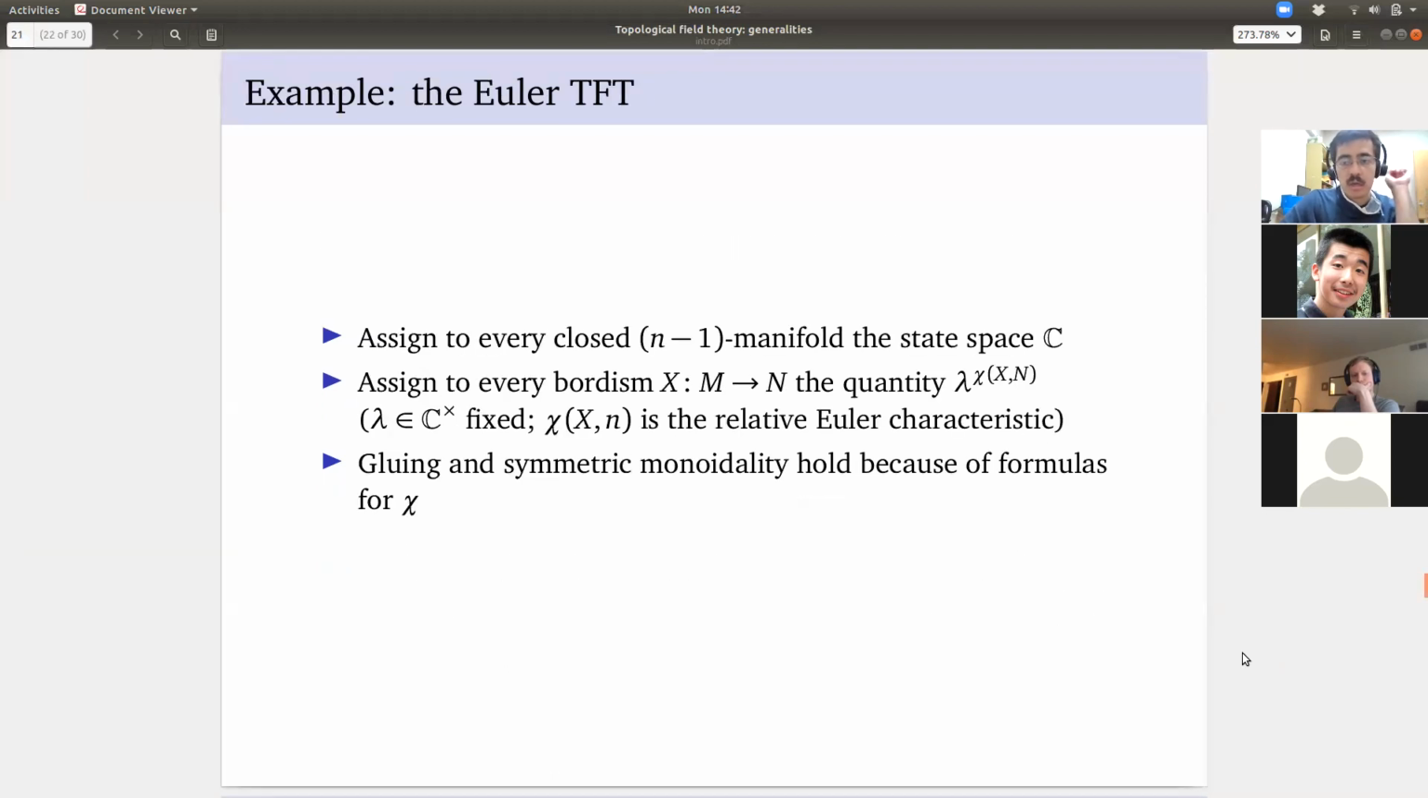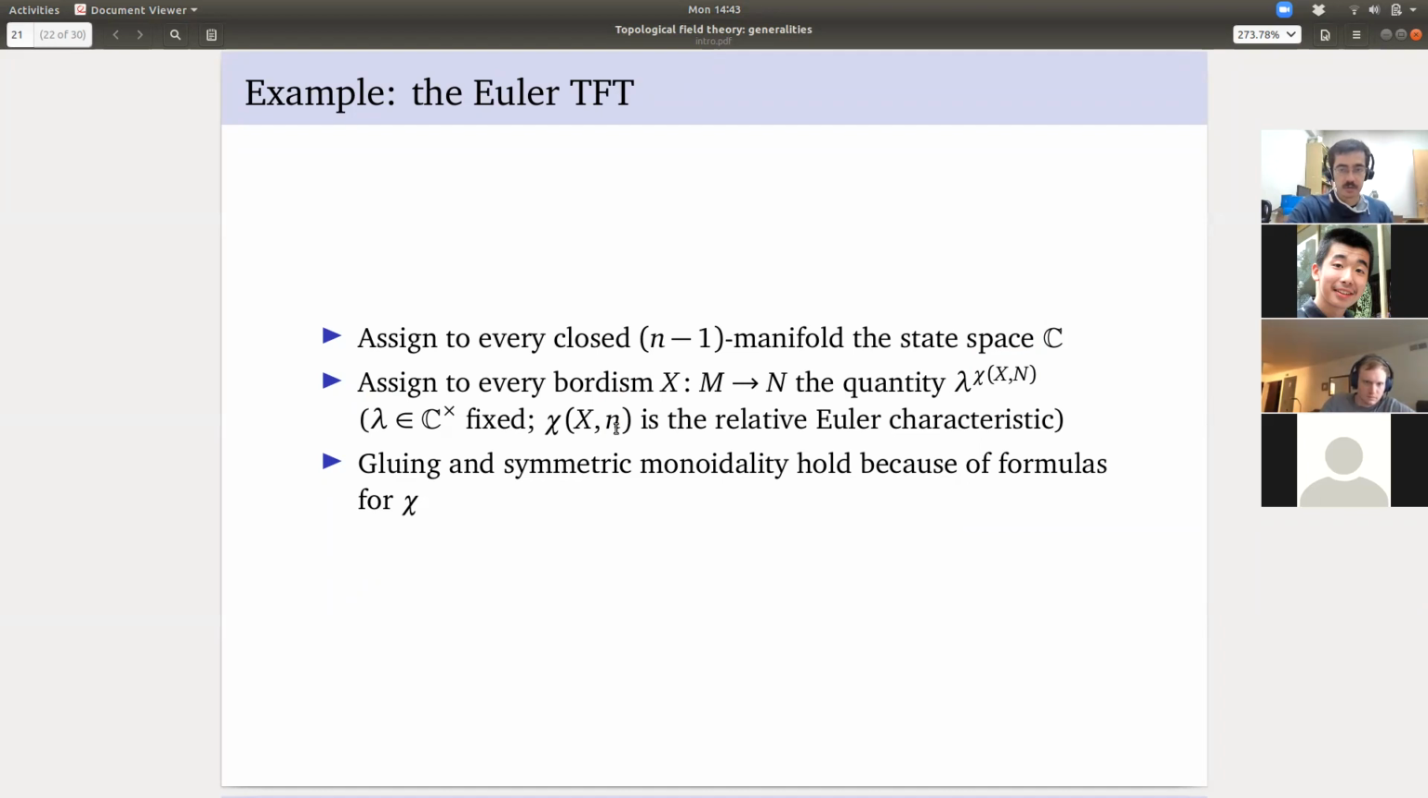So, I think it's important that we have examples. So this example is really silly, but it is in fact a topological field theory. What we're going to do is assign to every codimension 1 manifold, so in space dimension, the state space the complex numbers, canonically the complex numbers. Now to every bordism, we're going to assign an exponentiated Euler characteristic. So you pick a scalar lambda. Oops, this n should be capital.